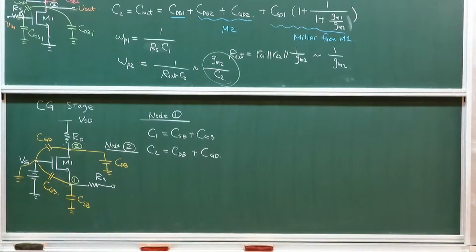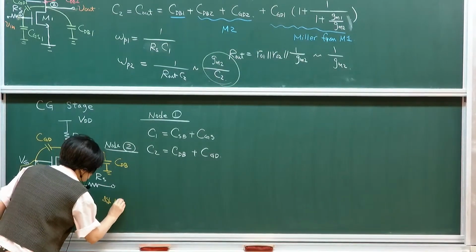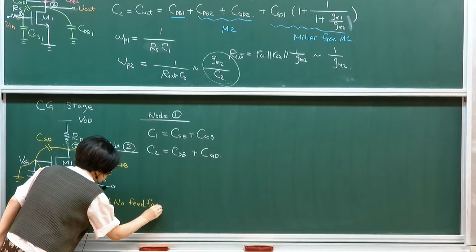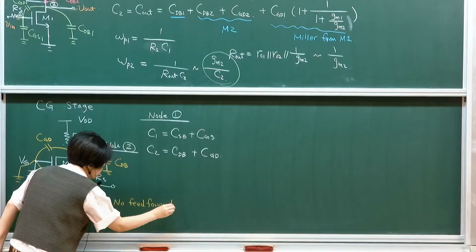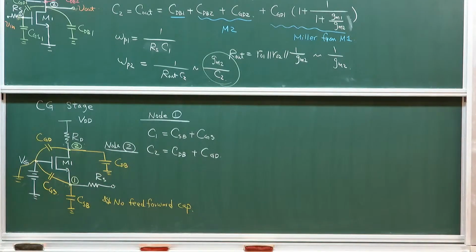So the key feature I want to highlight is that there's, as I said, no feed-forward cap. So there's no Miller amplification. It will actually make our analysis much easier, and it would make your estimation much easier. Typically what happened, let me just write down.